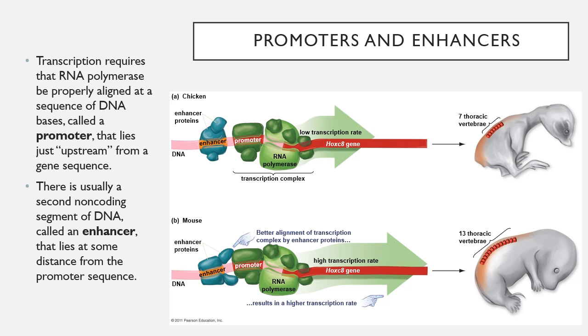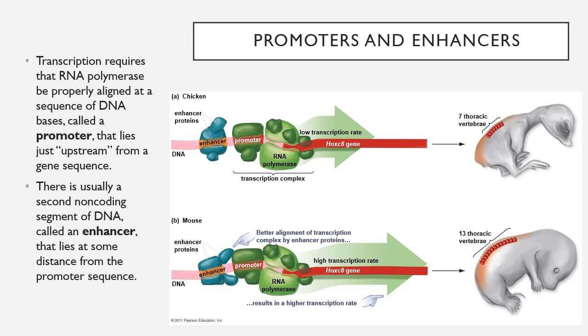Now, transcription requires that RNA polymerase be properly aligned at a sequence of DNA bases called a promoter that lies just upstream from a DNA sequence. If you remember, RNA polymerase starts unwinding the DNA. So it has to hook on to this promoter area in order to start transcribing the DNA and making proteins. So this promoter is sort of the segment of DNA that says, start making RNA here.